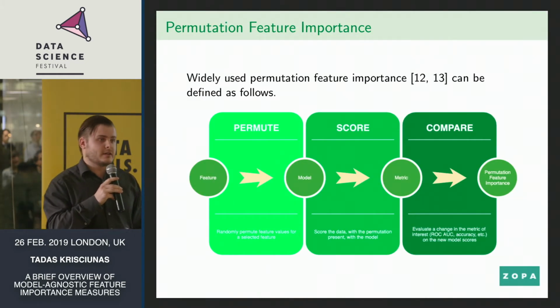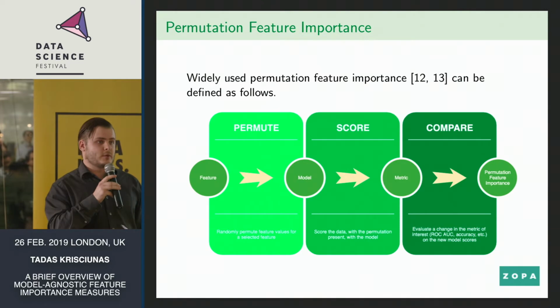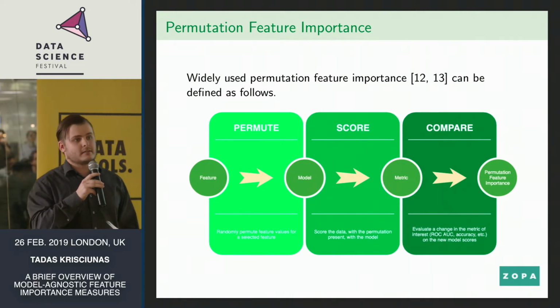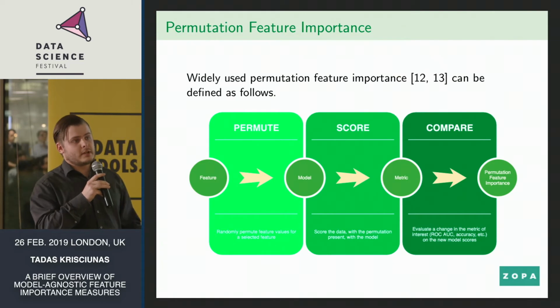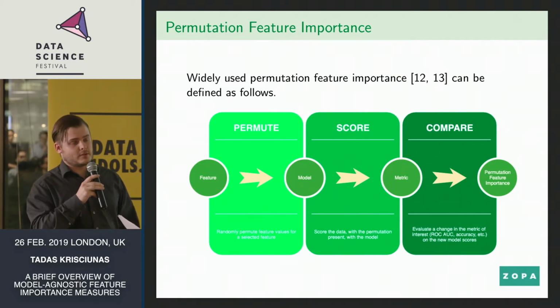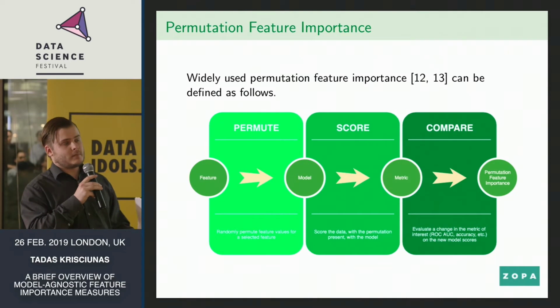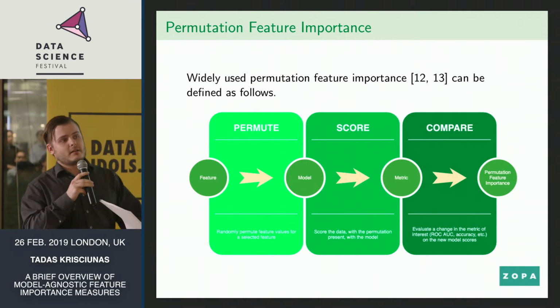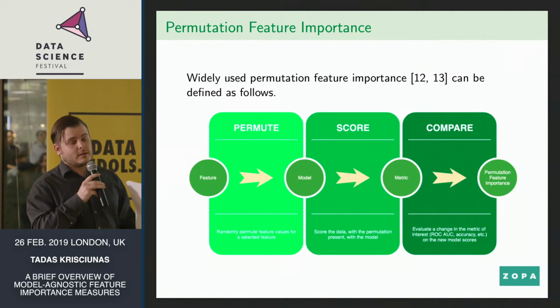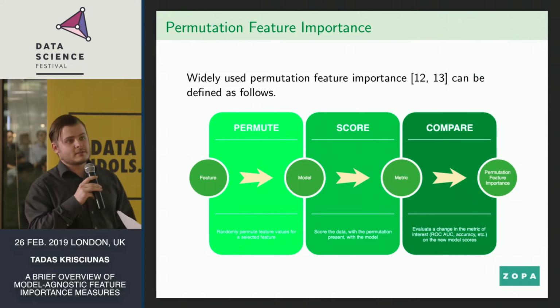So what happens when we are applying permutation feature importance? Well, we're taking some data, be it our training or validation data, and we are iterating through features, feature by feature. We are then permuting each of the features so that we break any link between them and the target, while at the same time not changing the feature distribution. We then evaluate the model on the new set and look at how much the metric of our interest changed.